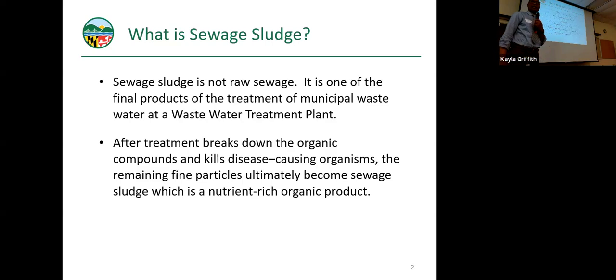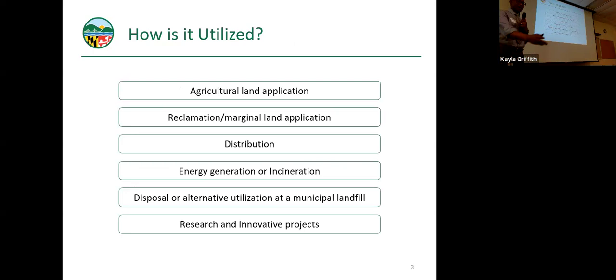Now, how is it utilized? Biosolids can be utilized in various ways. We have agricultural application, reclamation and marginal land application. And you can see on the cover page the picture of a marginal land. It was completely barren, completely sand. But after the application of biosolids, it became that beautiful land that you saw on the cover page. So that is one of its utilizations, one of its applications.